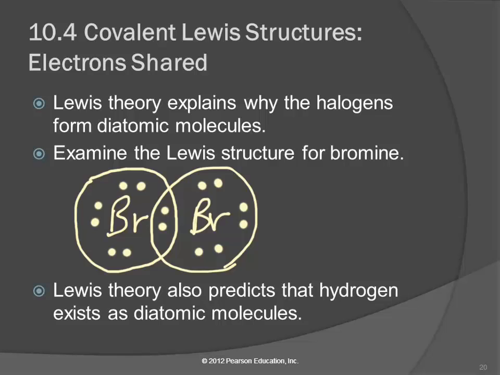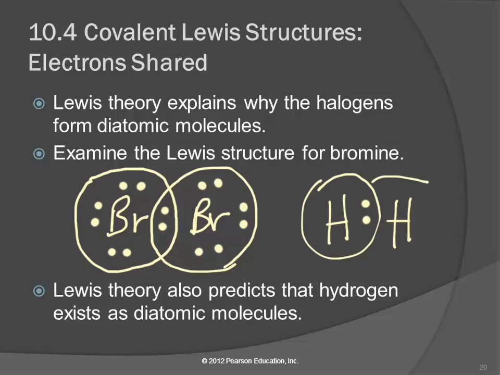It also explains hydrogen. Hydrogen's diatomic, right? Hydrogen has 1 valence electron. Well, it's trying to get 2. If it could get together with another hydrogen atom and they could share, now it has its duet, and the other one has its duet. So hydrogen does this as well. The other elements, nitrogen and oxygen, we'll look at those in a minute.